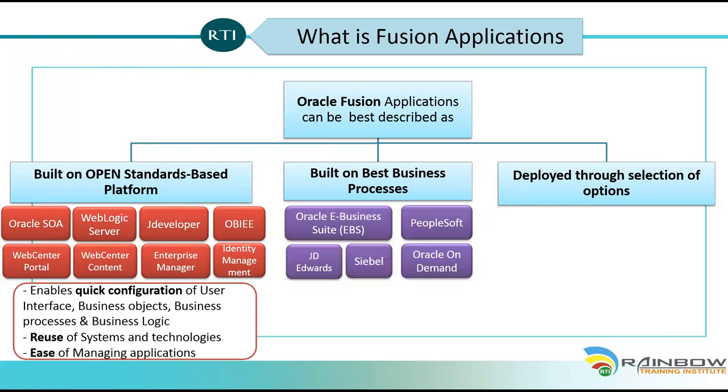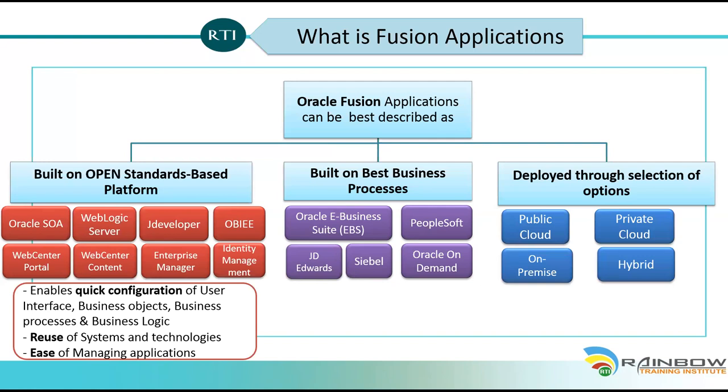It's a technical platform and best in business processes. What does it mean? When Oracle started implementing Fusion applications, they started by purchasing all these different modules. They had the legacy Oracle EBS, and they bought PeopleSoft, JD Edwards, Siebel, and Oracle On Demand, that's the CRM application. They took the best of the processes from each individual application, built best-in-class business processes, and incorporated all those things in the Fusion applications.